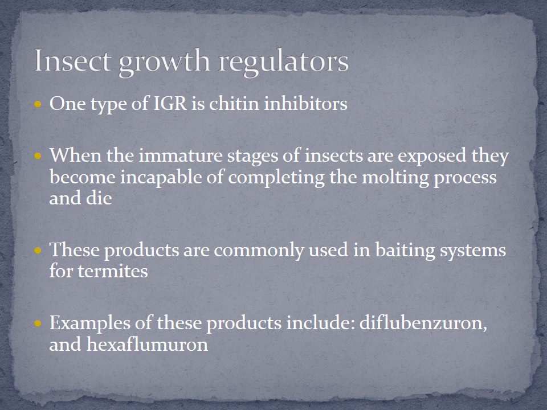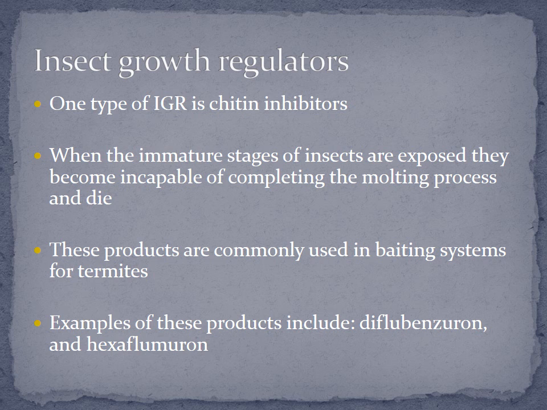The next set of products we need to take a look at are insect growth regulators. One type of IGR is a chitin inhibitor. When the immature stages of insects are exposed to this type of product, they become incapable of completing the molting process, and then they eventually die. These products are commonly used in baiting systems for termites. Examples of these products include diflubenzuron and hexaflumuron. These are very common now in the baiting systems you're going to see for termites.